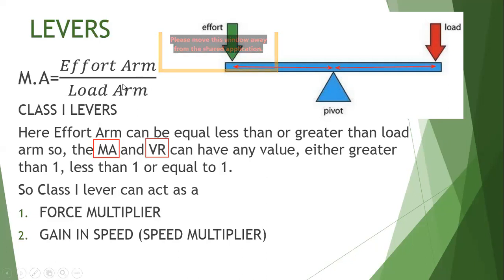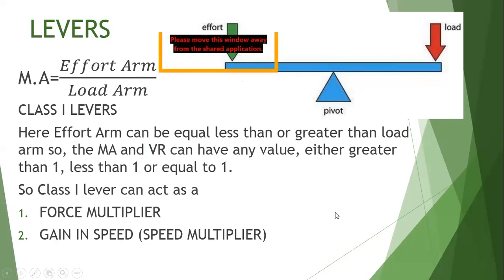In that case, you need to have your effort arm smaller and load arm bigger. So what you will do, you will shift the fulcrum, the pivot, towards the left hand. Assume it is shifted from this very point to this point where I have pointed the arrow. So you will find in this case, the load arm will be bigger. This will become your load arm, and this will become your effort arm. So your load arm will be more and the effort arm will be less, and then you will find your lever is working as a gain in speed.